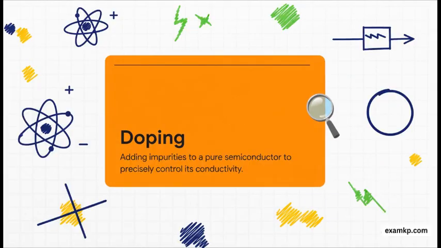Now, this is where things get really genius. To get even more control, scientists use a process called doping. It's like adding a tiny pinch of a special ingredient to the mix. If you add impurities that have extra electrons, you create an N-type material. Or you can add impurities that create little empty spots called holes for electrons to jump into. That makes a P-type or positive-type material.